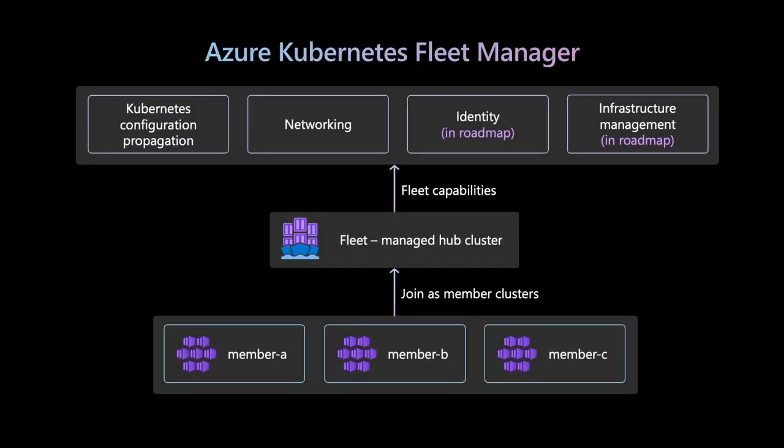Platform admins often operate a lot of Kubernetes clusters where they configure namespaces for developer teams. The configuration propagation capability of Fleet will enable the platform admin to create fleet configurations and then granularly control how these configurations are propagated to the member clusters. The Fleet control plane is a fully managed AKS cluster itself, so users don't have to worry about upgrades, maintenance, or the settings for this cluster.